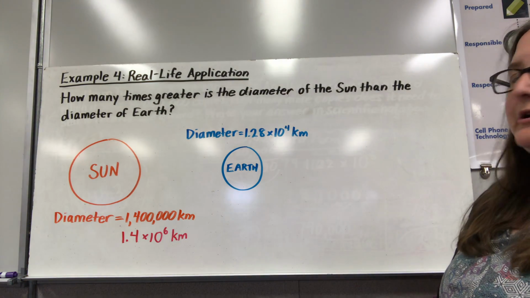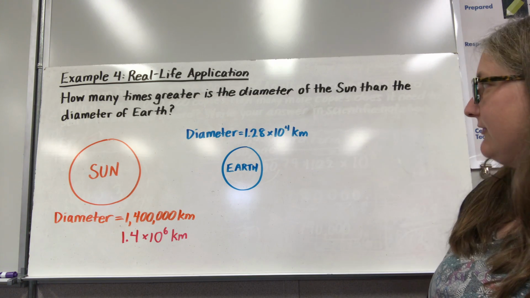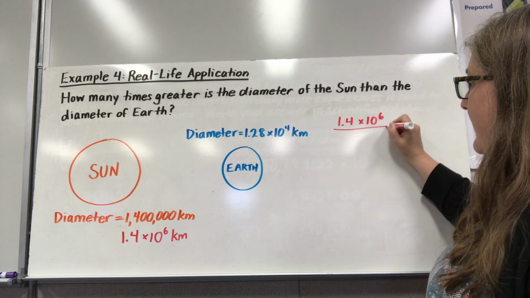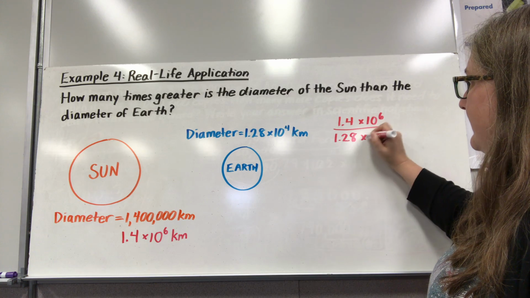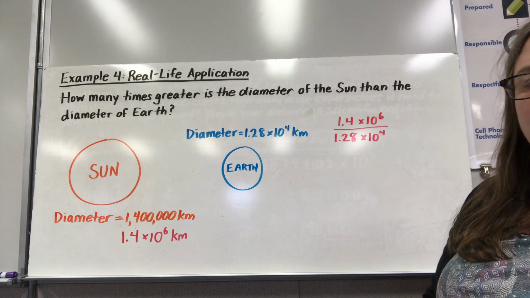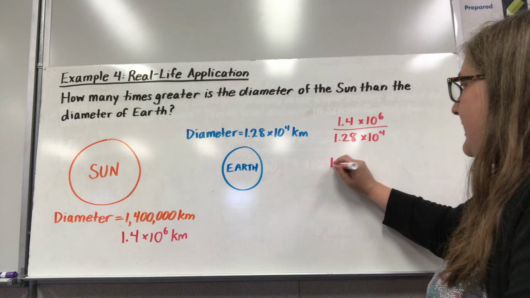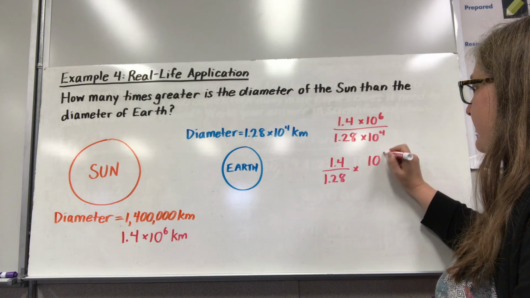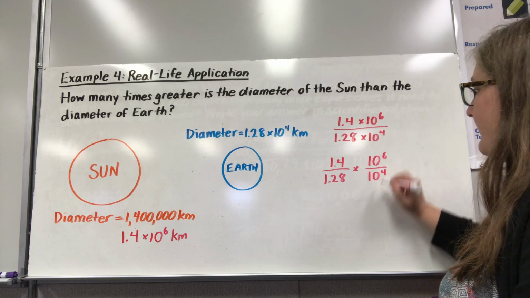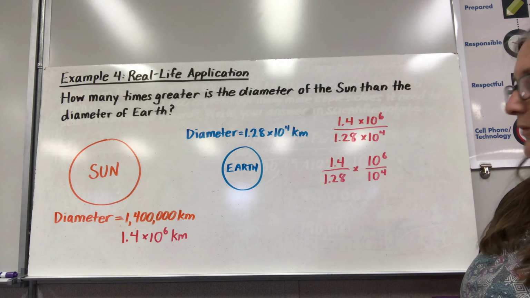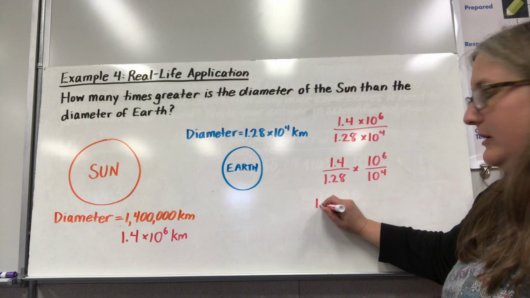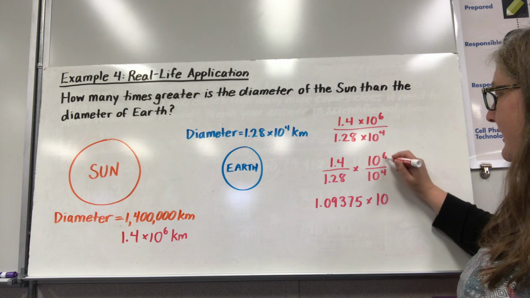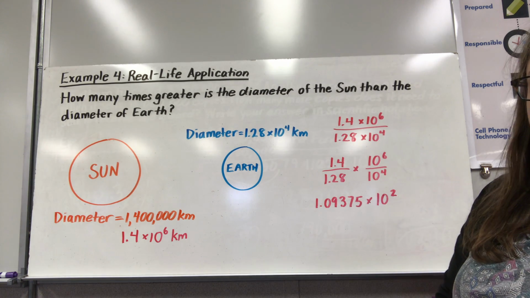Now the sun is bigger, but we want to know how many times greater. So we actually have to divide 1.4 times 10 to the 6th divided by 1.28 times 10 to the 4th. Since I'm going to do division here, I'm going to split these into my factors and my powers of 10. So 1.4 divided by 1.28 gives me 1.09375. And for my powers of 10, I'm going to subtract my exponents, 10 to the 2nd power.